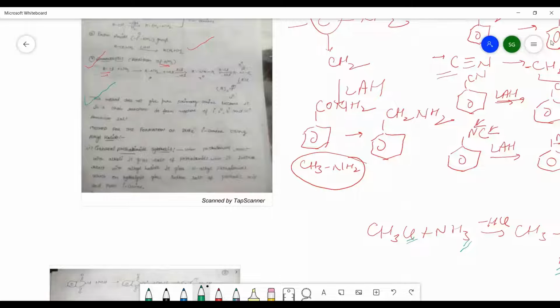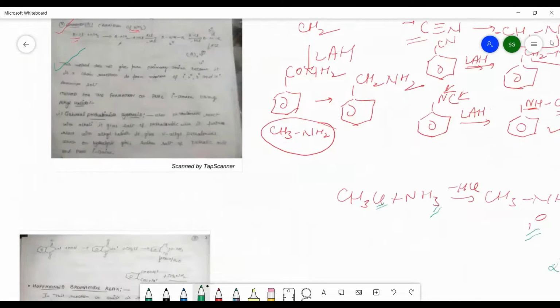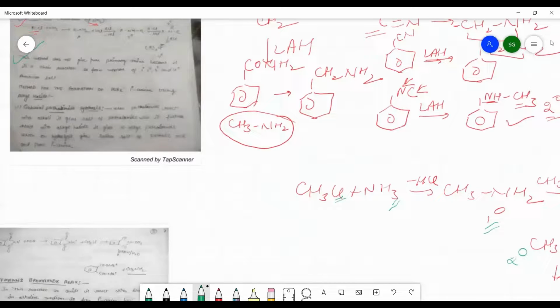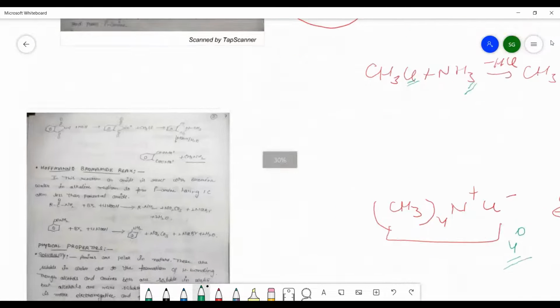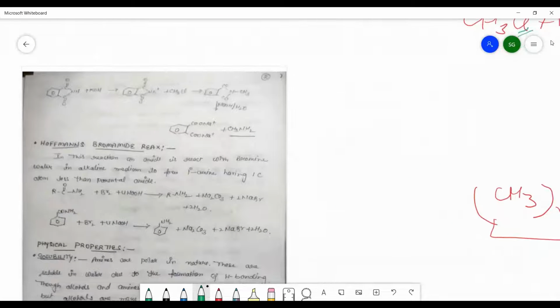So this question can be asked in the examination: why is ammonolysis not a good method for the formation of pure primary amine? Now there is a method by which we can prepare the pure primary amine using alkyl halide, and it is nothing but the Gabriel phthalimide synthesis. Now see how it takes place.